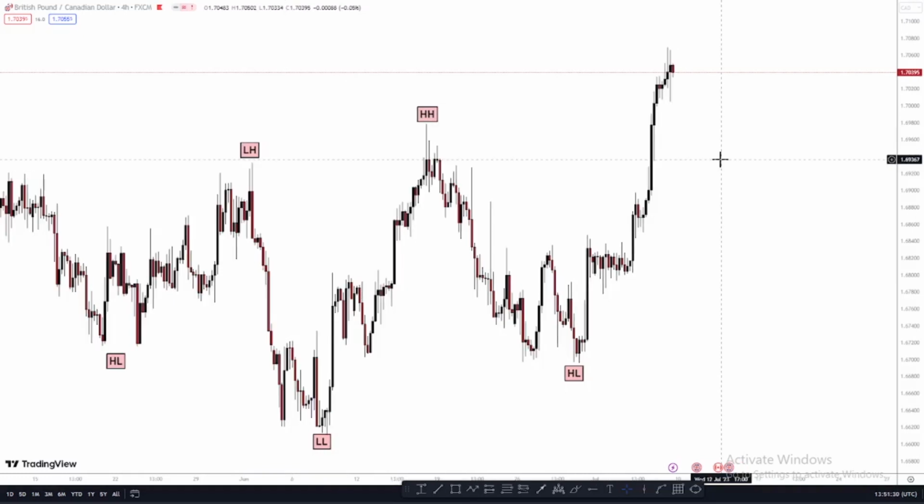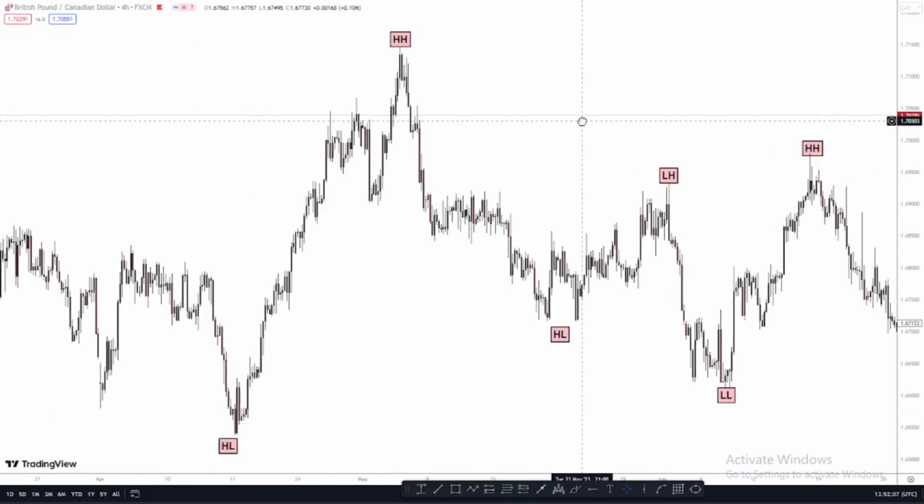Alright, so taking a look at GBP/CAD, the British Pound, Canadian Dollar, we are on the 4-hour time frame. What do we need to do first? Like I've always said, the first thing we need to do is identify the trend. How do we identify our trend? By identifying our market structures. So now let's go back in time and identify our market structures.